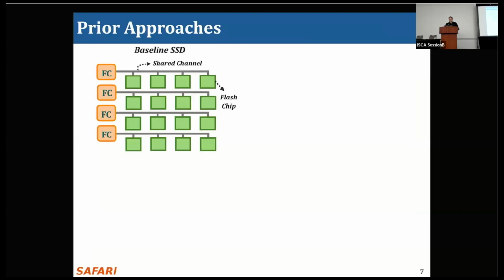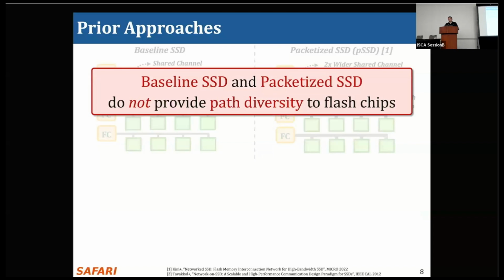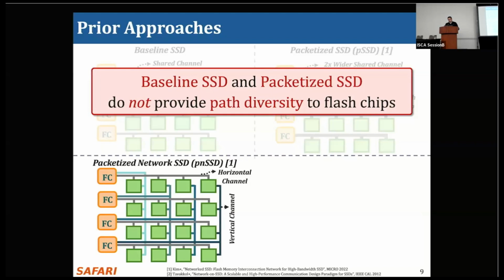We have the baseline SSD, which uses a multi-channel shared bus architecture, and packetized SSD, which increases the channel bandwidth by 2 times to reduce the transfer latency. These approaches do not provide path diversity to flash chips, which means that each flash chip can be accessed using a single path. Now we look at another work, which is packetized network SSD, which introduces vertical channels to increase the path diversity. And here we can see that each flash chip can be accessed by 2 paths.